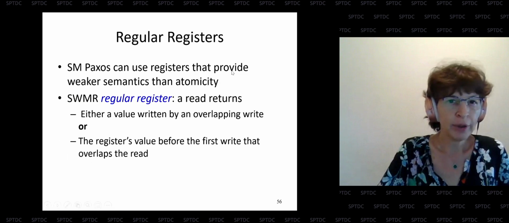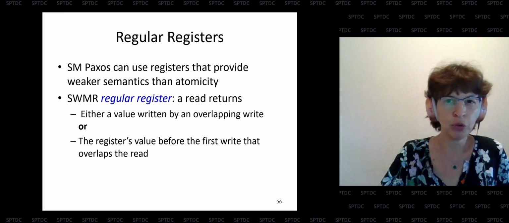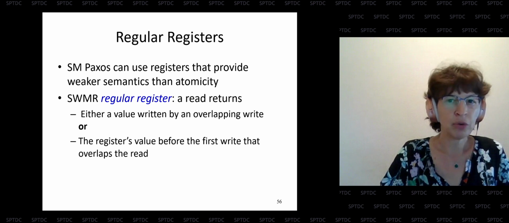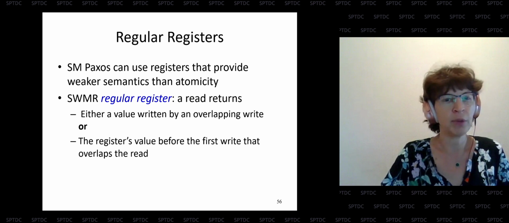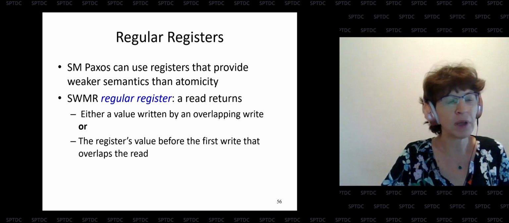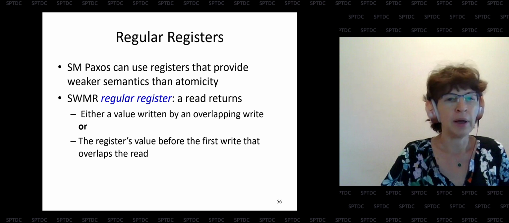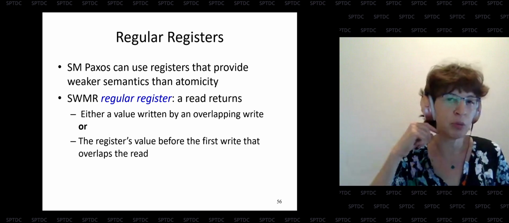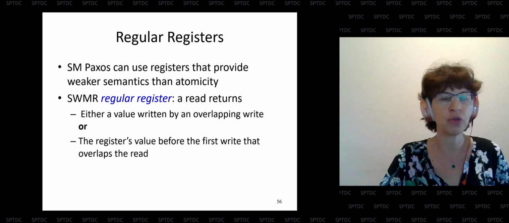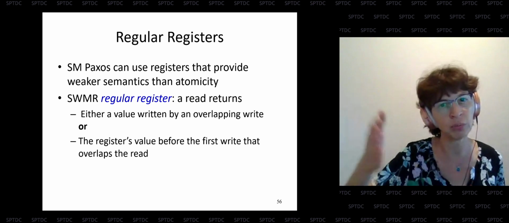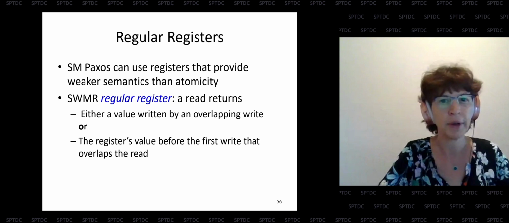The algorithm is going to use registers, but it's not going to use atomic registers as we implemented in the previous part of the talk. It's going to use weaker registers that are called regular registers. Regular registers are almost as strong as atomic registers, but a little bit weaker. The definition of regular registers is due to Lamport in a seminal paper that he wrote on interprocess communication. He defines safe, regular, and atomic registers. So far we talked about atomic registers. Now we're going to move one step weaker and talk about regular registers.